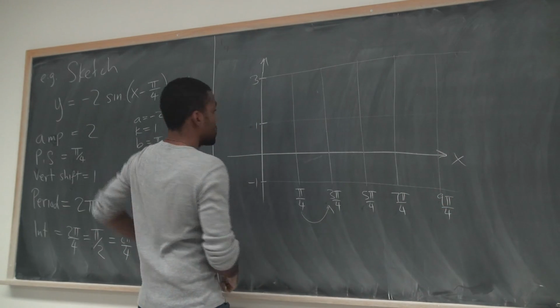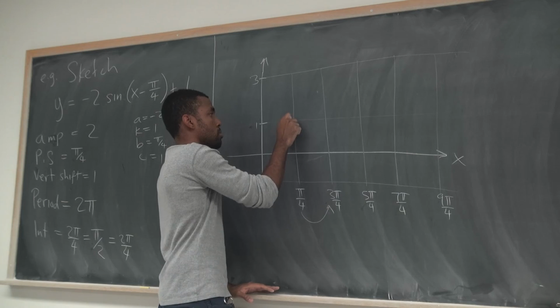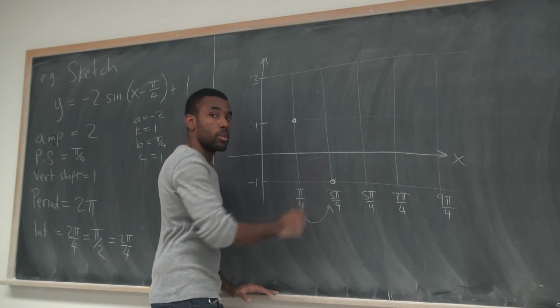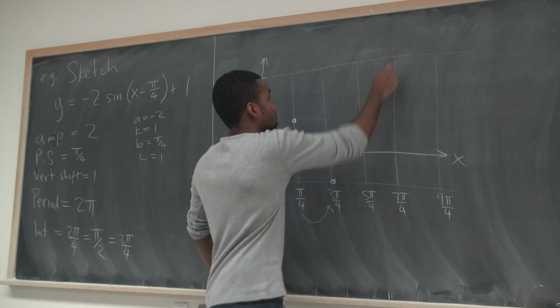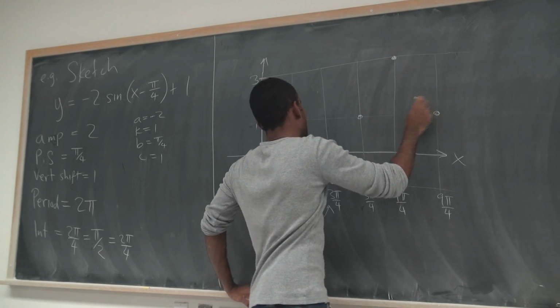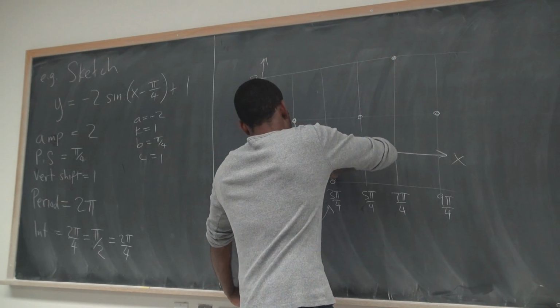And my graph is a negative sine graph, meaning I start at the middle, then I go to the bottom, right? Into the middle, then to the top, then back to the middle. And so my graph looks like that.